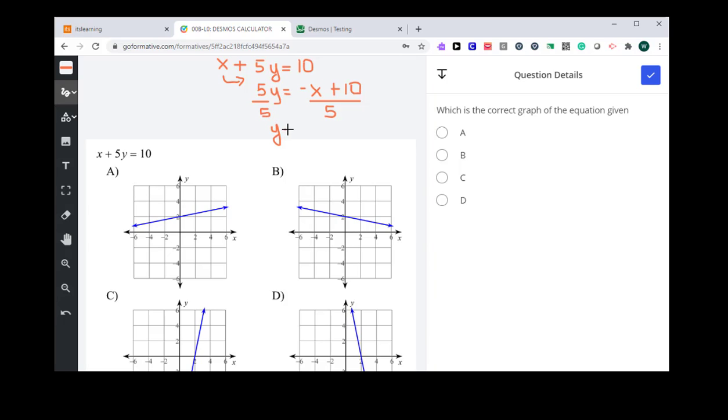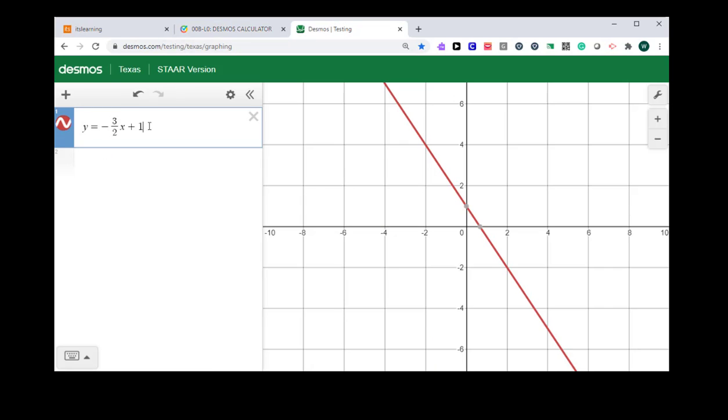And this would be y equals, remember this is negative 1, so negative 1 divided by 5 is negative 1 over 5, x, and 10 divided by 5 is positive 2. Okay. If you remember, negative 1 divided by 5, you can use this calculator for that.